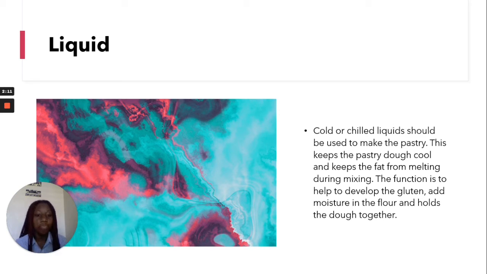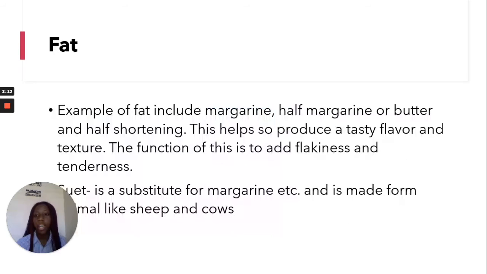Another thing, we have the fat. Examples of this include margarine, butter or shortening, and this helps to produce flavor and texture, and it helps to add flakiness. So if you've ever looked at a croissant or if you've ever eaten a croissant, you see all those layers. The more fat you add, it helps it to be more flaky and adds more layers.